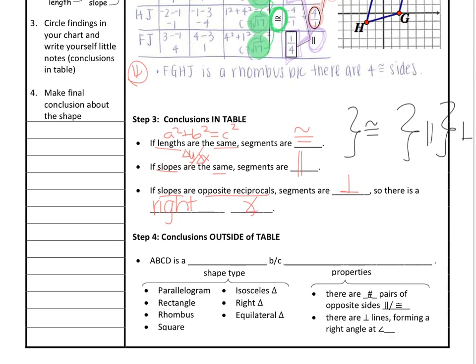Then we have conclusions outside the table. You would say ABCD is a rhombus, rectangle, parallelogram, square, isosceles triangle, whatever it happens to be, whatever the shape is. It's a blank because I found this in my table. There are two pairs of opposite sides parallel. There are perpendicular lines forming a right angle at angle B. Or whatever it happens to be, you use the properties.